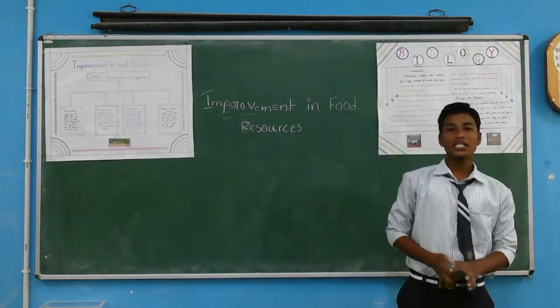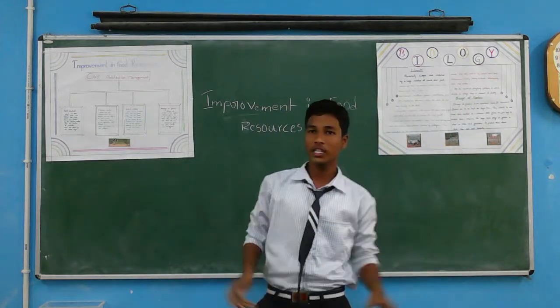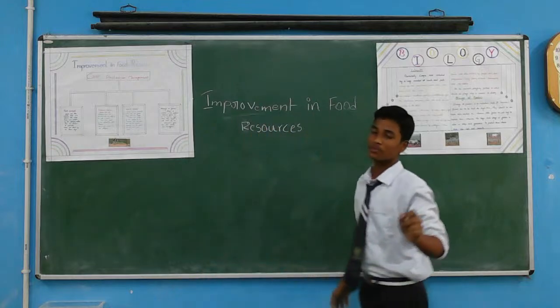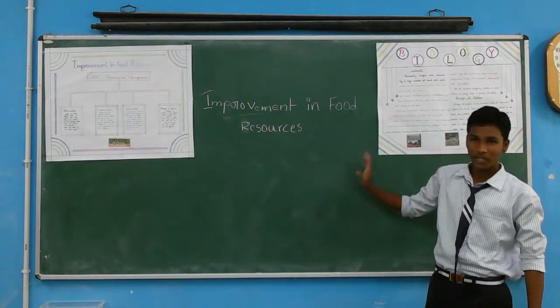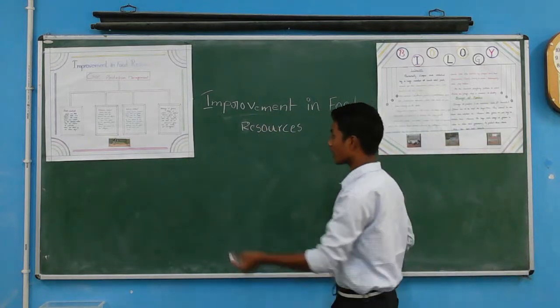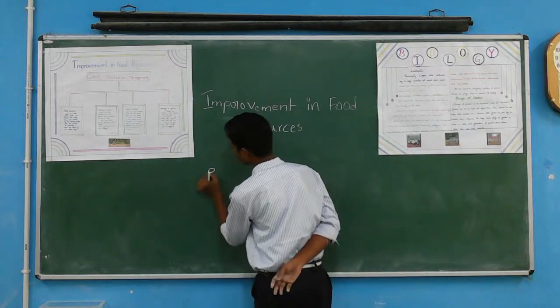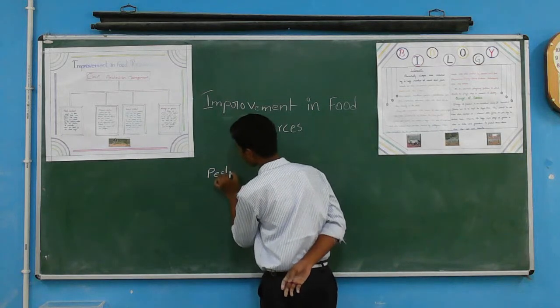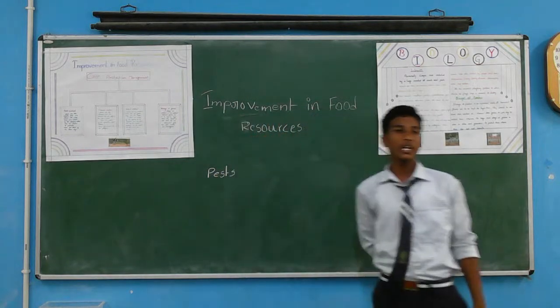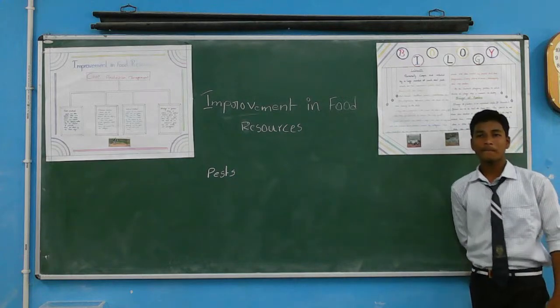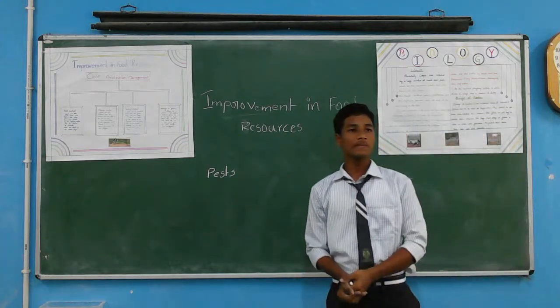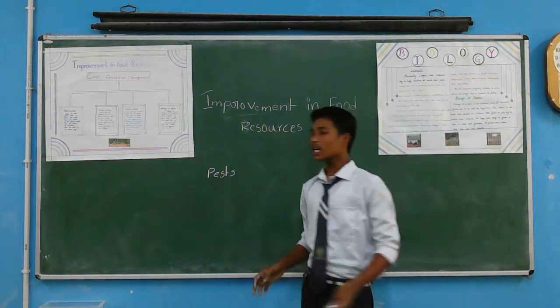The plants are not only suffering from the weeds. These plants, meaning the crops grown in our cultivated field, also suffer from pests. What are pests? Can anyone say? Okay. Pests are insects.